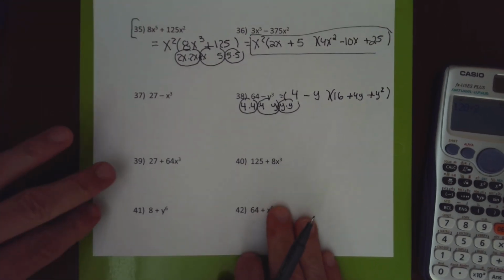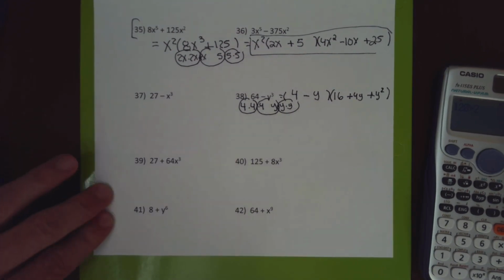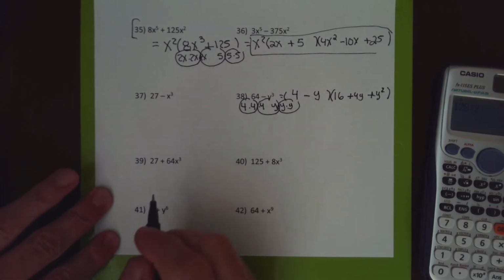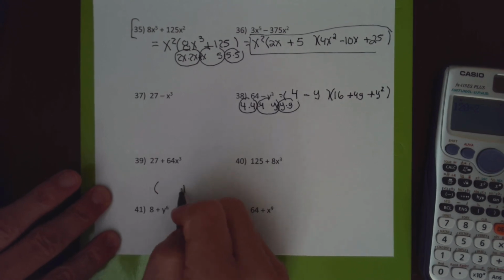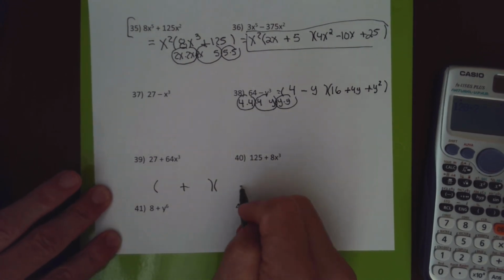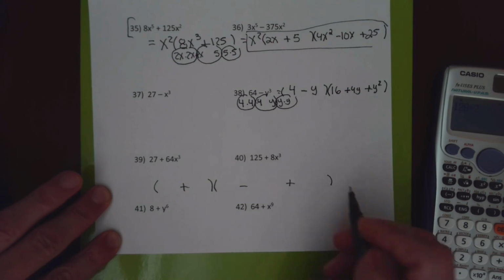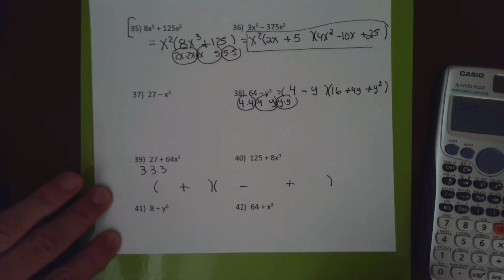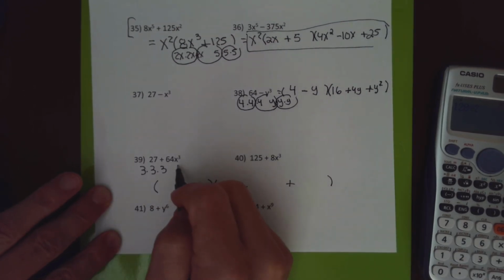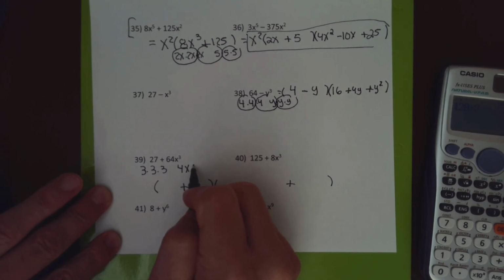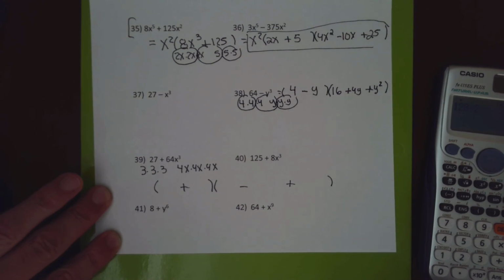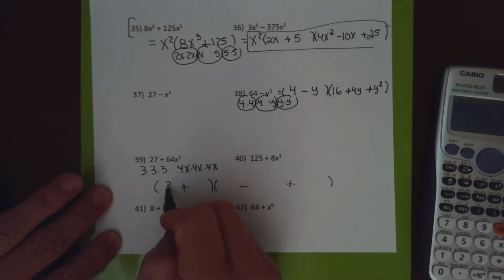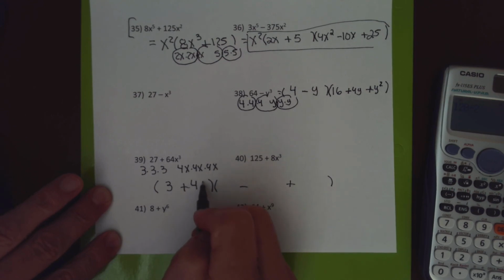Let's do maybe 39 together. In 39, the plus makes the signs go plus, minus, plus, assuming I can make things into cubes. 27 is 3 times 3 times 3. 64 is 4 times 4 times 4. 64x cubed is going to be 4x times 4x times 4x. First parentheses gets 1 from each grouping in order, a 3 then a 4x.